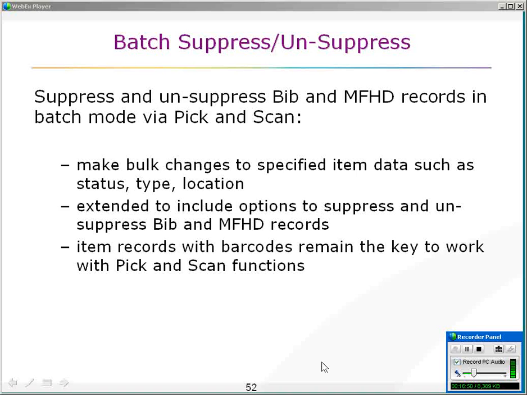So with Voyager 7, we're able to use the pick and scan function to do a couple more things: suppress and unsuppress holdings or bib and holdings records in batch mode. This means that in addition to things like making bulk changes to specified item data, such as status type or location, this has been extended to include the options to suppress and unsuppress holdings and bib records. Item records with barcodes remain the key to working with these pick and scan functions.